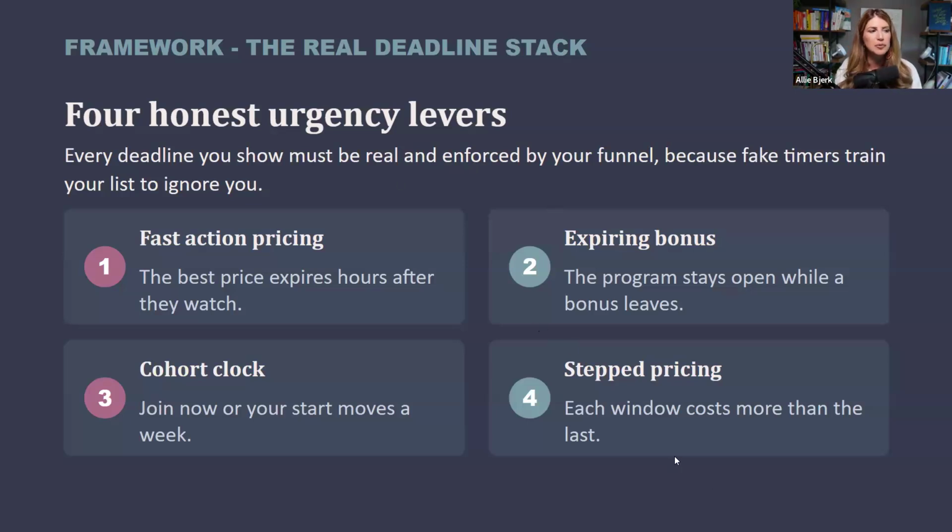The fourth thing is stepped pricing. This is what I do sometimes when I sell sprints, like a 6-week sprint. I would do the first fast action day at $297. On Thursday, it would go up to $397. And on Friday, it would be $497, because I liked being able to see people buy every single day.